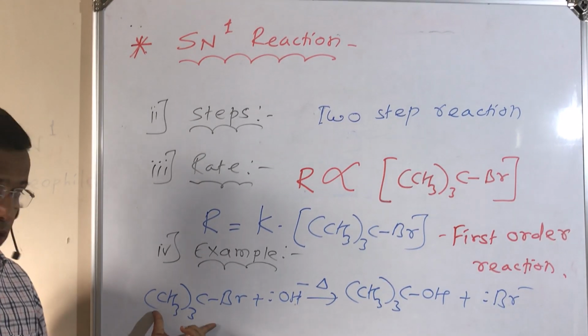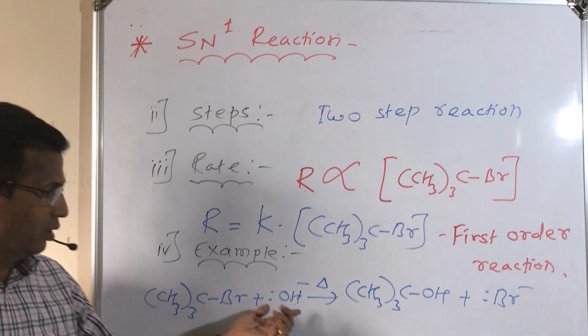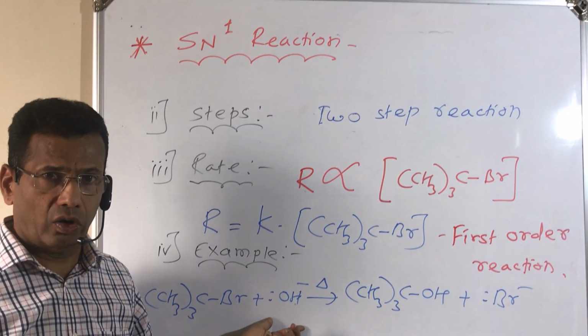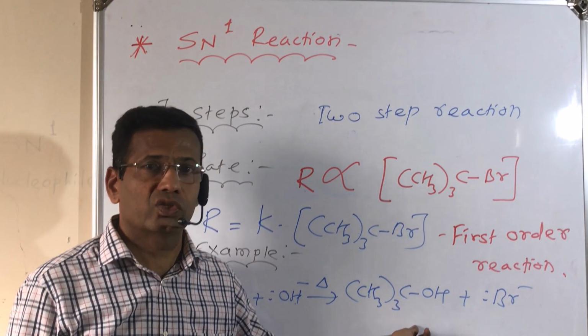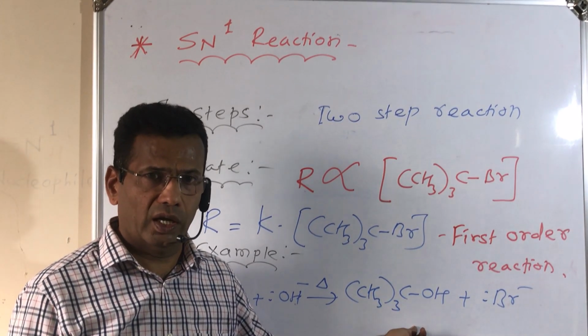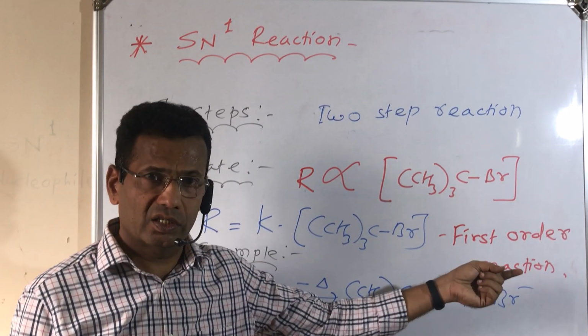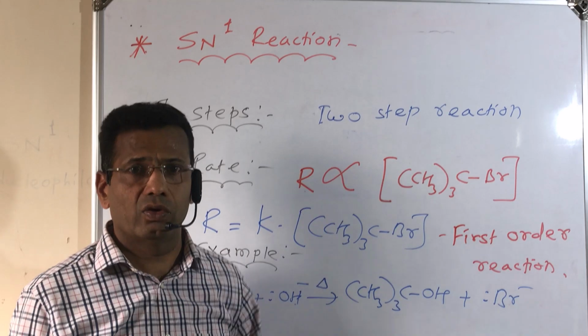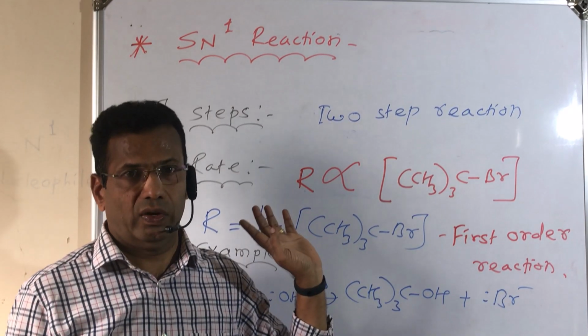Now here this tert-butyl bromide is named the substrate. OH minus is the attacking nucleophile, or it is also called the stronger nucleophile, and when the reaction is completed, tert-butyl alcohol is the substitution product. And as Br minus is given out in the reaction, it is called the leaving group, or it is also called the weaker nucleophile.